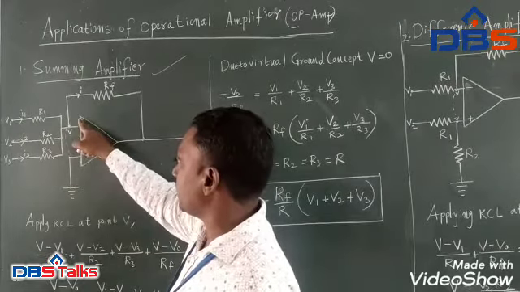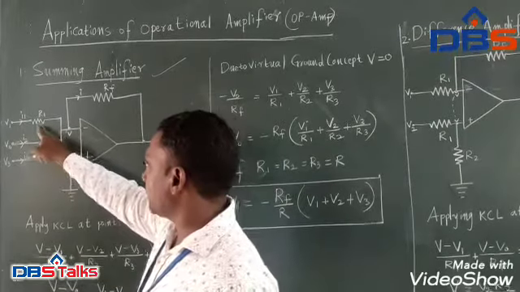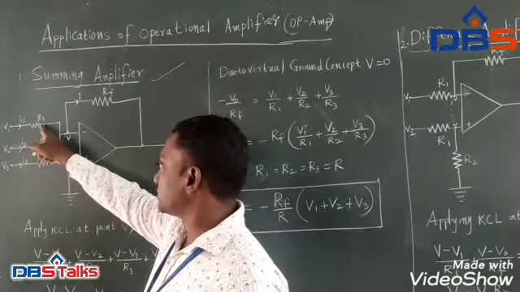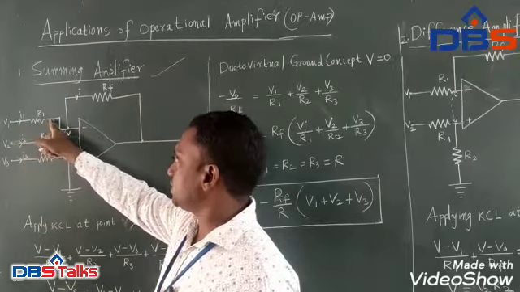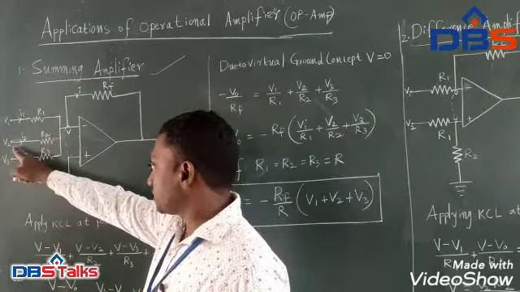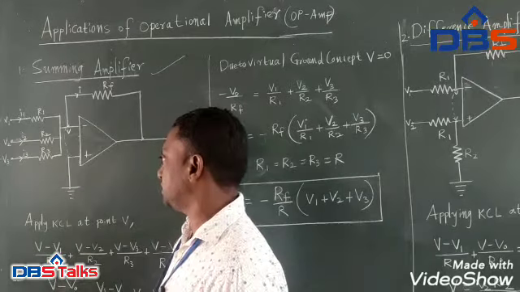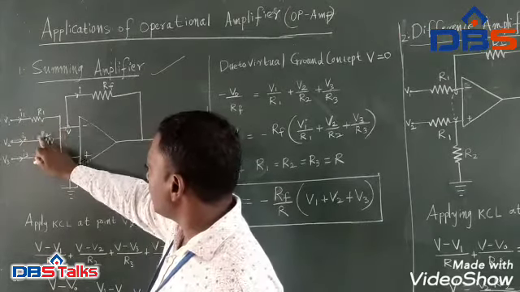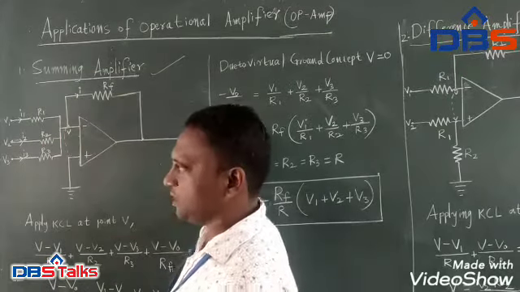So this is the operational amplifier, with the inverting terminal and non-inverting terminal. To the inverting terminal, we apply three different inputs: V1, V2, V3, and the corresponding resistors are R1, R2, and R3. Therefore, the current passing through the first branch is I1, that is V1 by R1, and the current through the second branch is I2, that is V2 by R2. In the same way, I3 is V3 by R3. So here the current is I1 plus I2 plus I3, because these three currents come here and go in this direction to the output.